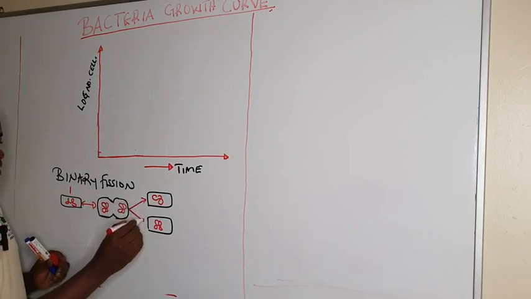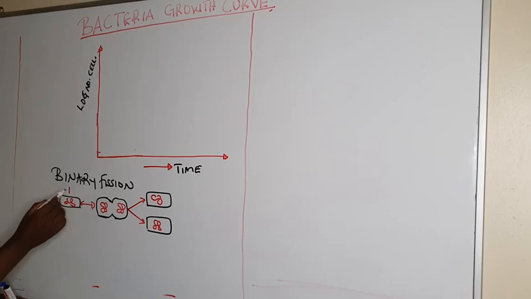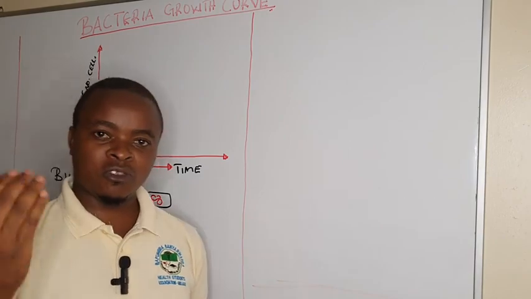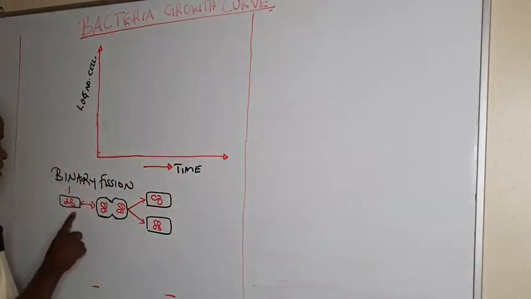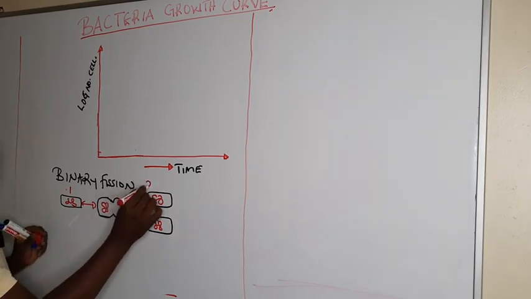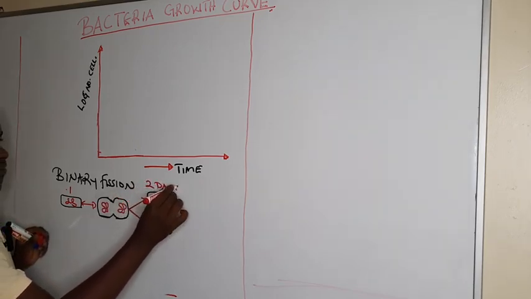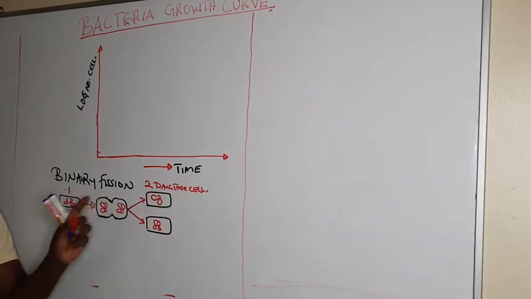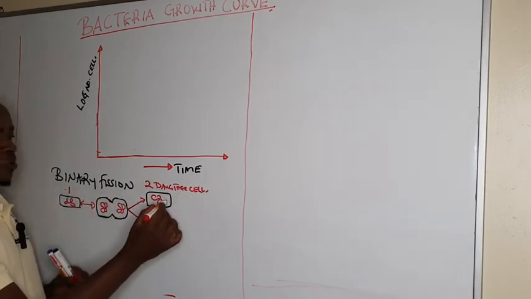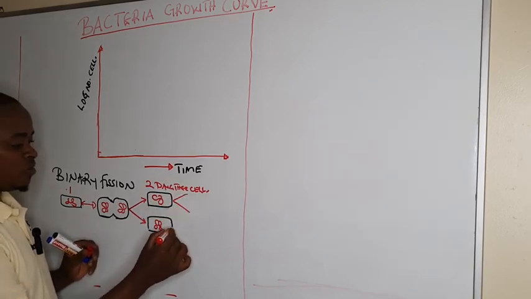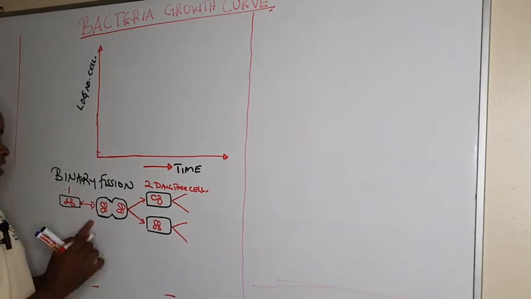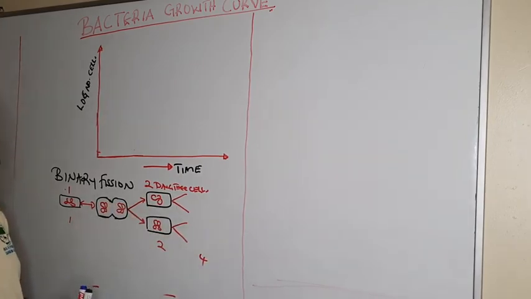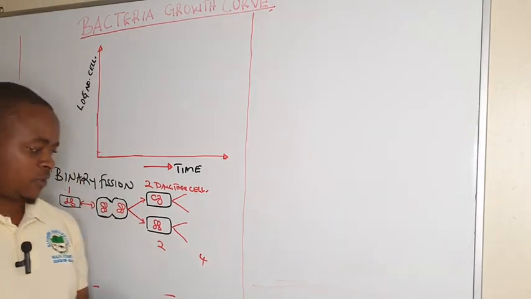So this is the process we are calling binary fission, whereby the bacteria are able to reproduce or increase in number by one cell giving rise to two daughter cells. These two daughter cells also go ahead to give two more each. At first we had one, we got two, then we get four, and so on. So it keeps multiplying in doubles.